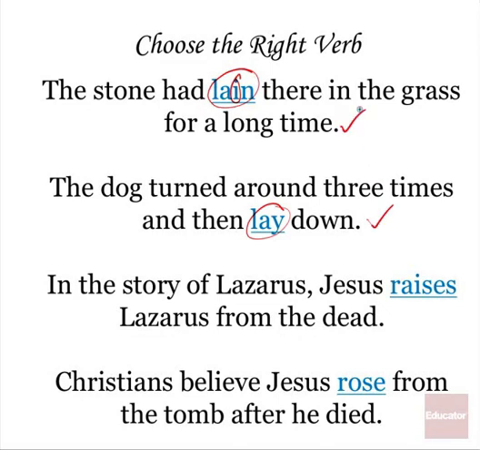In the story of Lazarus, Jesus raises Lazarus from the dead. Now, your clue here was both that I told you Lazarus had help coming back from the dead in the story, and the fact that we had the direct object. Okay, if it takes a direct object, it's transitive, which means we want the version that doesn't just have an I sound. And Christians believe Jesus rose from the tomb after he died. Once again, I gave you the clue. He didn't have any help in that story. So we use the past tense form of the verb rise. Intransitive, no direct object, I sound.